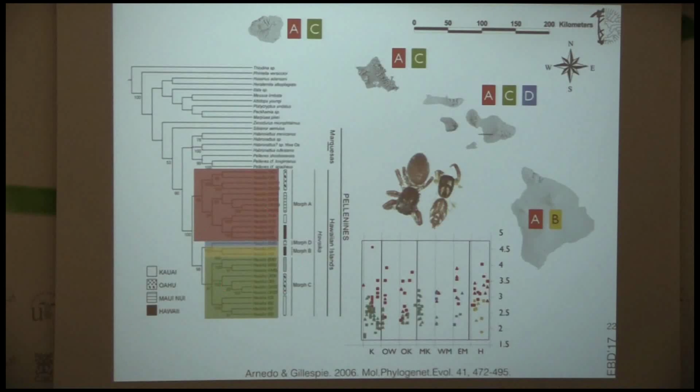But if you look at the phylogeny, that only happened once. Each of these morphotypes didn't evolve independently in each island. It just evolved once at the base of the tree. What you have is that the guys have been jumping from island to island, okay?